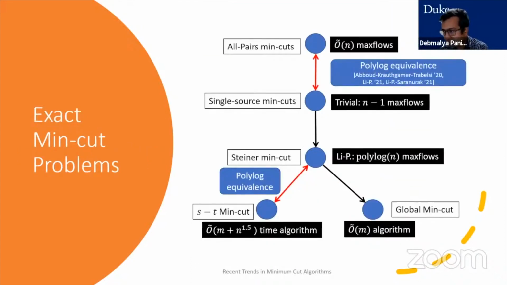Okay, the last couple of slides are about the exact problem. Let's go back to the exact single source and all pairs problem. There we are still stuck at n minus 1 max flows, as we discussed earlier. So how can we improve this?